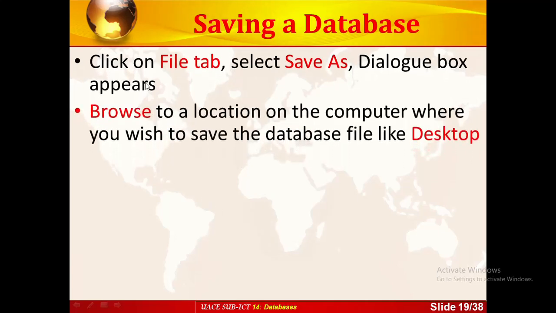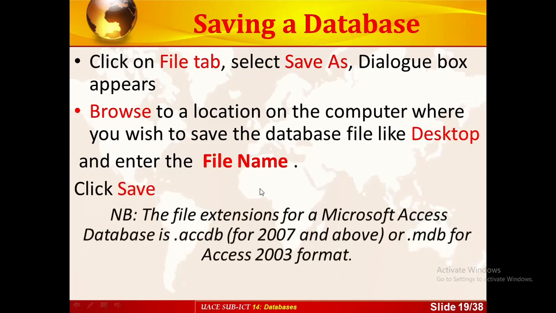Of course, always click on the file tab, click save as, and the dialog box appears. Browse to the location where you want your database stored, like the desktop, your documents, anywhere. You can always click on browse, which takes you to the location. You can select desktop, or save it on your flash drive, in your documents, or on your external drive, anywhere. You enter your file name, then you click save. That's how we save your database.